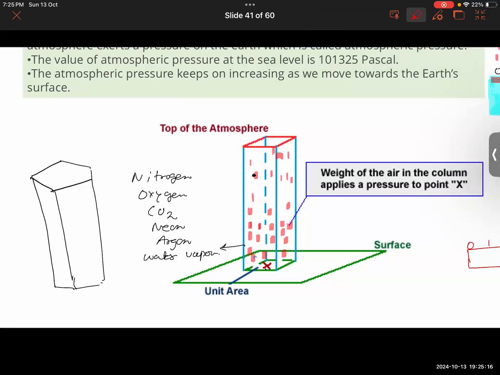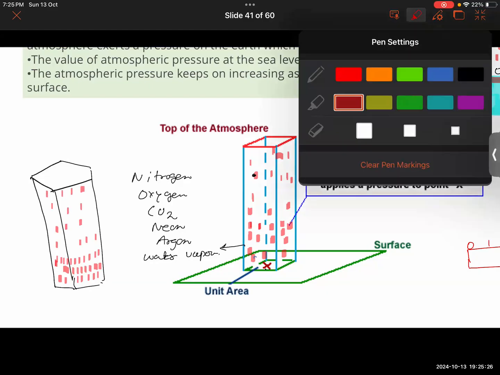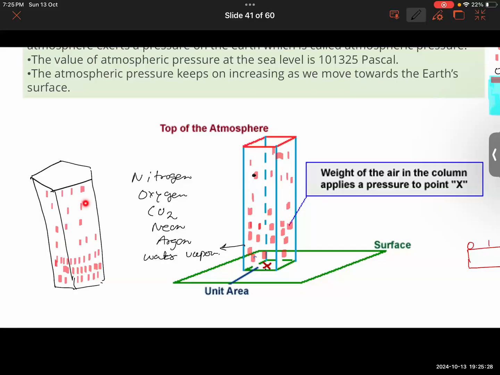And say that these are the air molecules. Look at the concentration of the air molecules. As we go higher up, as the altitude increases, there are fewer air molecules, isn't it? Right. So there are fewer air molecules higher up. As the depth increases, as we go towards the ground, there are more air molecules. So thereby the pressure is more.